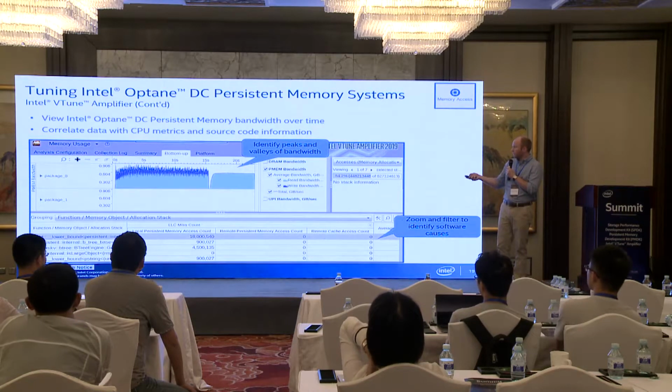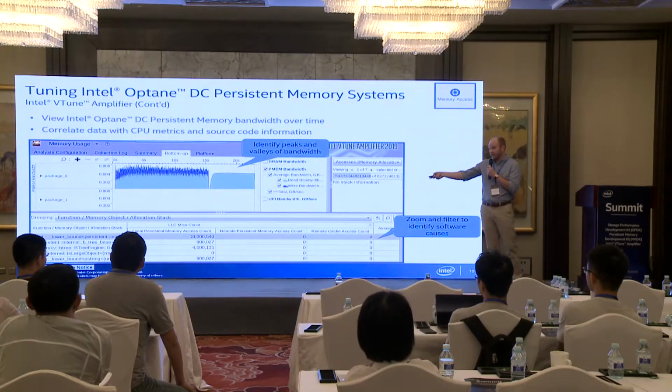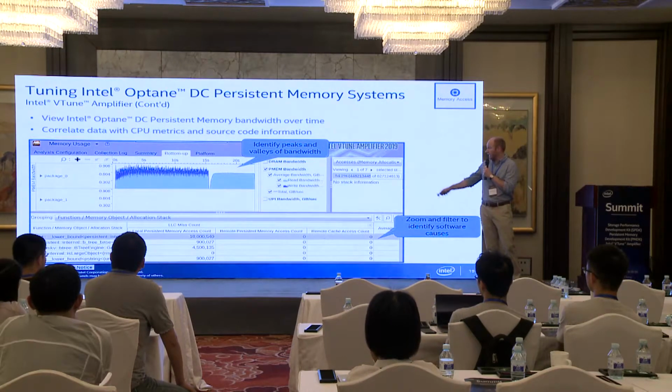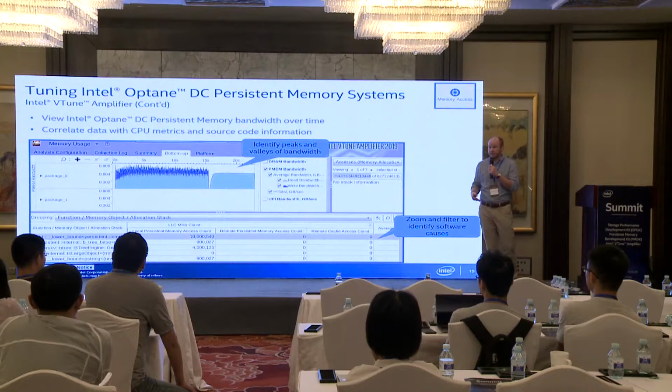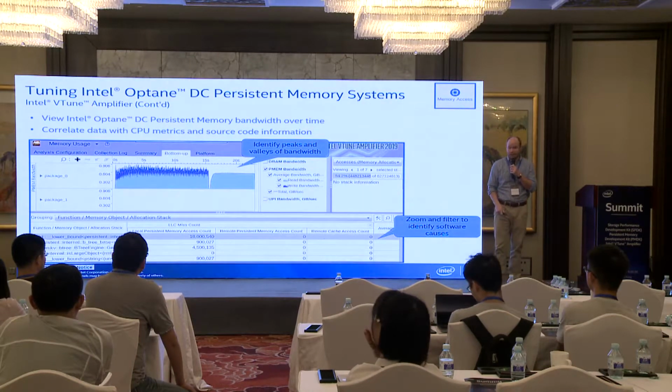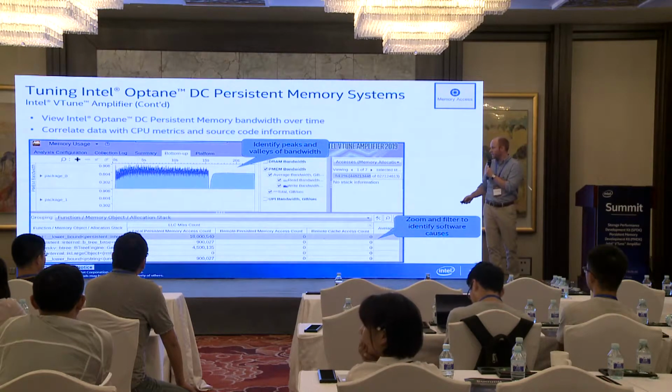You can see an overtime graph of how much memory bandwidth is being consumed, which package or socket is consuming the memory, and whether it's read or write traffic, right? I mentioned earlier that write traffic is much more expensive. So it's important to understand the breakdown of read versus write traffic in your memory bandwidth.